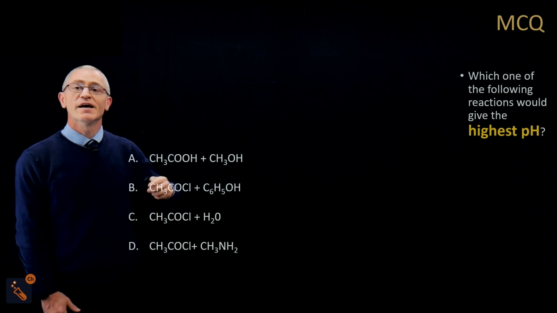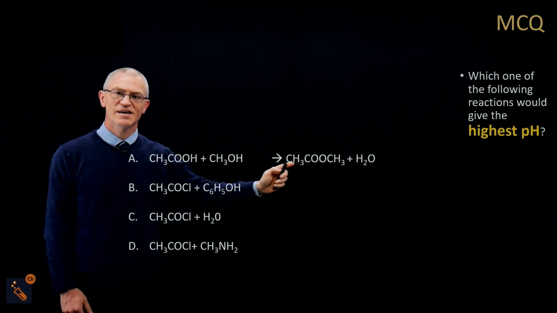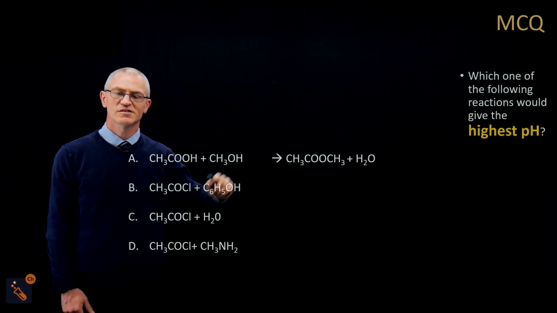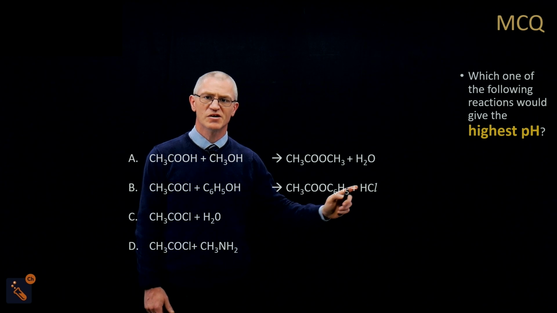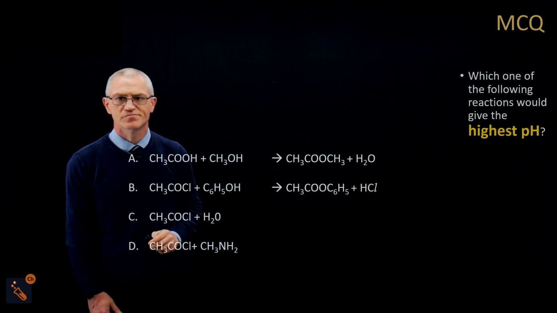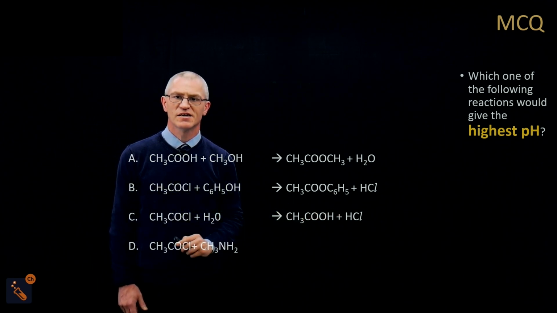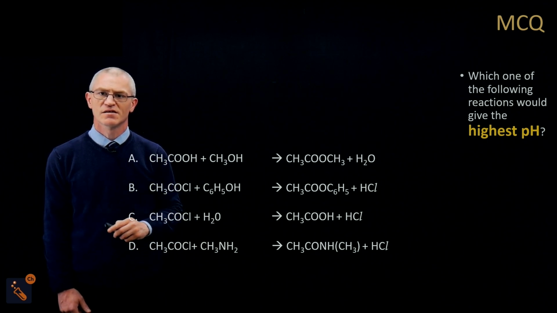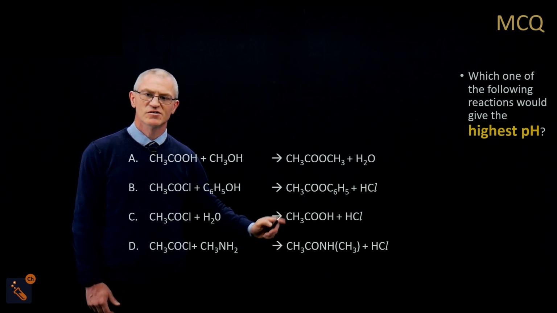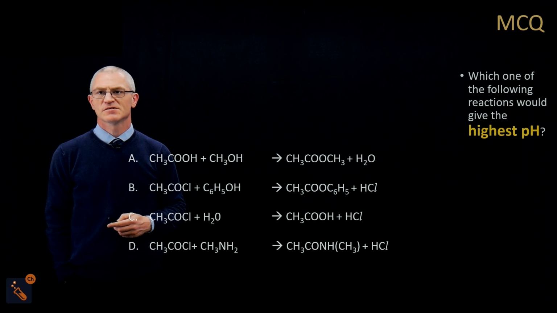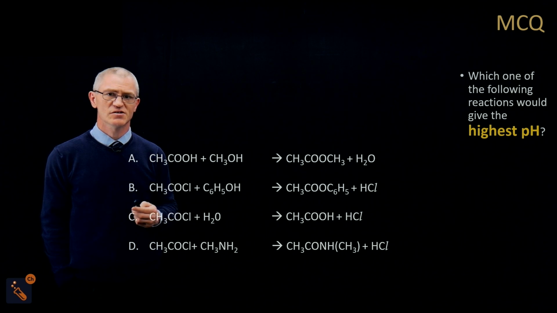So what you should be doing right now is thinking, what is the product? Pause the video, do the products. Okay, so the first product is an ester, so we've got an ester here plus H2O. Next one is going to be another ester, but we make HCl. Next one is a carboxylic acid plus HCl. And then the last one is this secondary amide plus HCl. So the first thing is you have to know the products in order to know what the pH would be. So let's have a look at that, shall we?